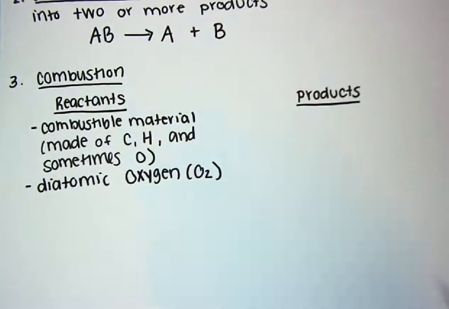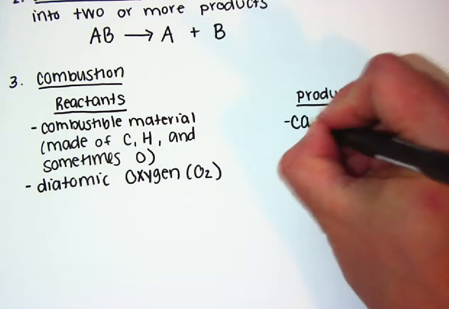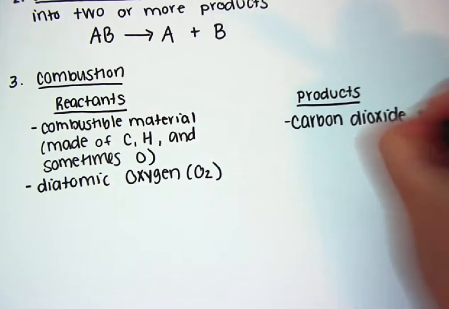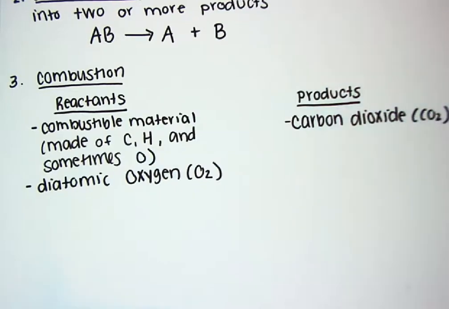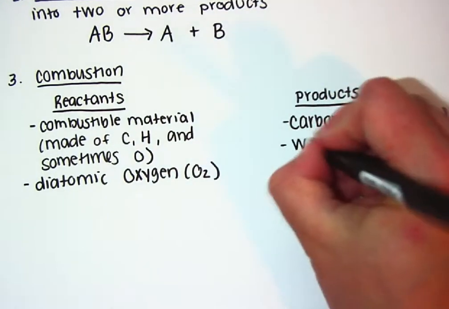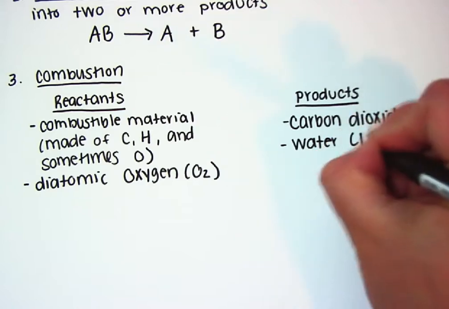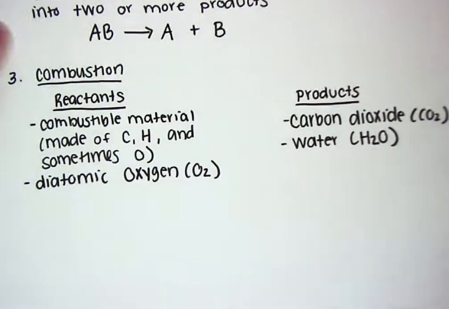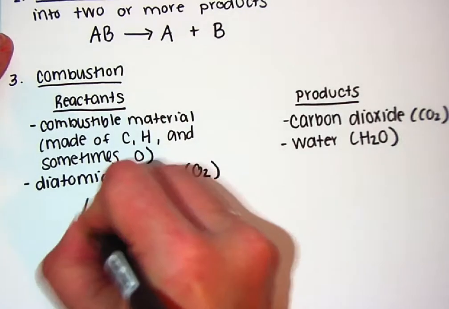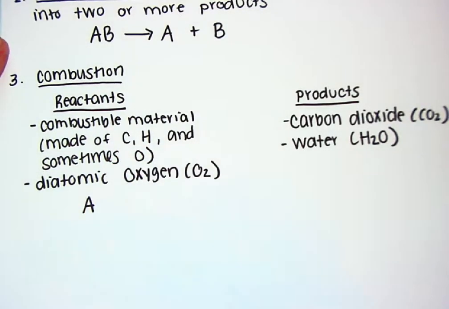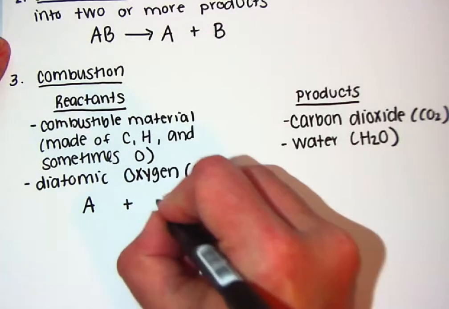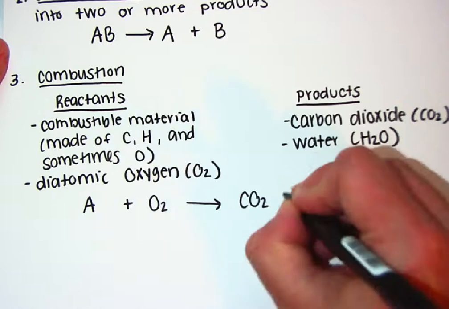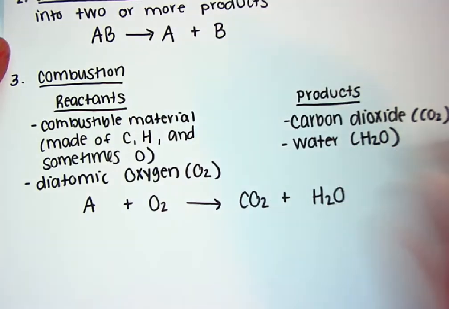The products are always carbon dioxide and water. So we'll have some type of combustible material plus oxygen producing carbon dioxide plus water.